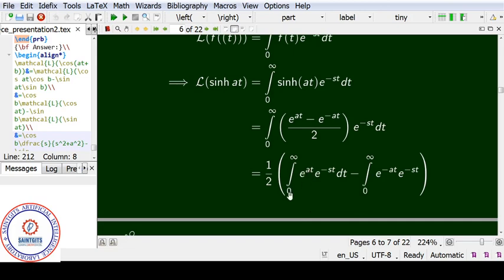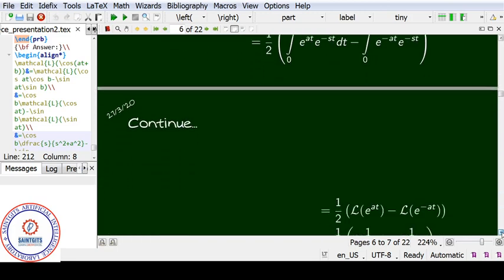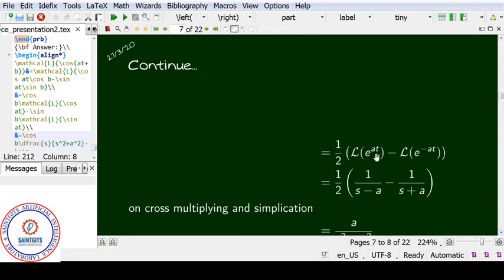Now integral 0 to infinity e raised to at into e raised to minus st dt is a familiar form. You just think f of t instead of e raised to at. Then integral 0 to infinity f of t e raised to minus st is nothing but Laplace transform f of t. We use this result. And therefore integral 0 to infinity e raised to at e raised to minus st dt is Laplace transform of e raised to at. In a similar way, we can say that integral 0 to infinity e raised to minus at into e raised to minus st is L of e raised to minus at. That is the next step. So 1 by 2 into L of e raised to at minus L of e raised to minus at.